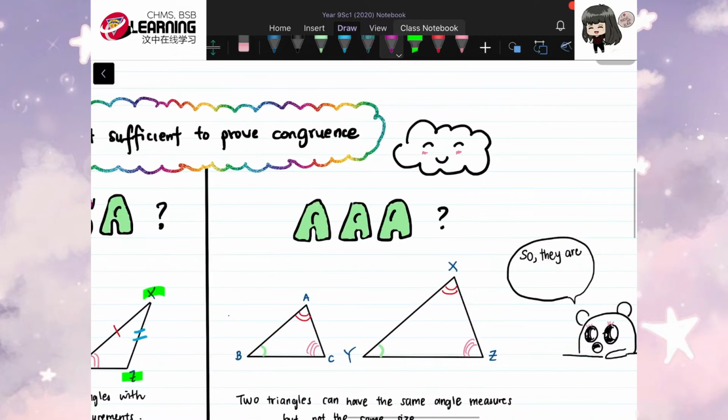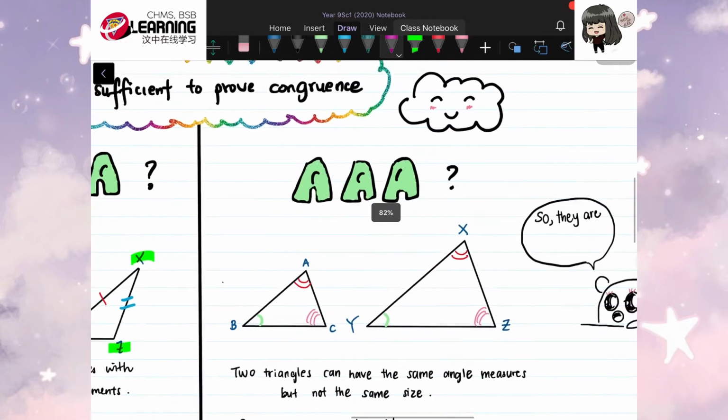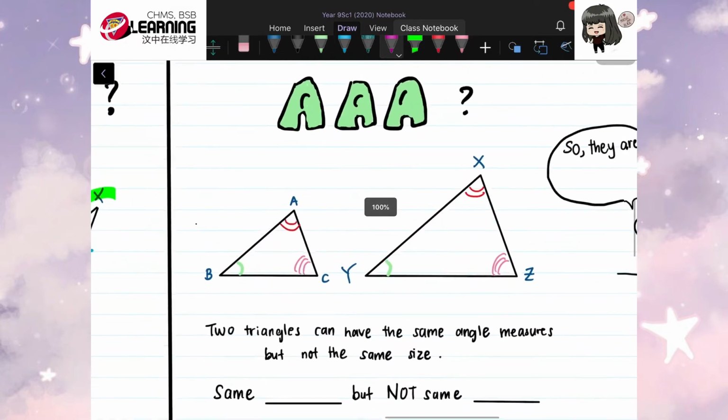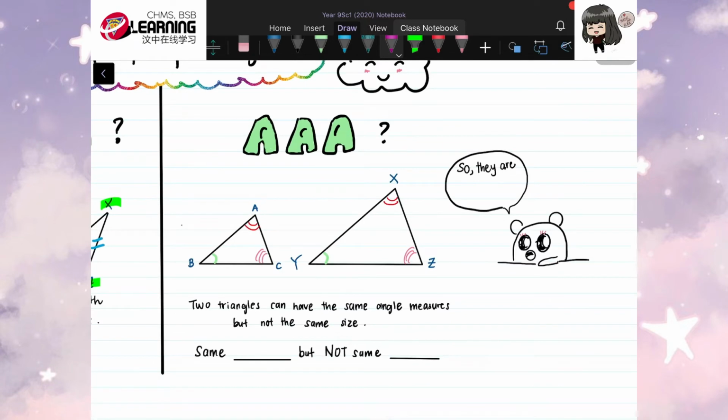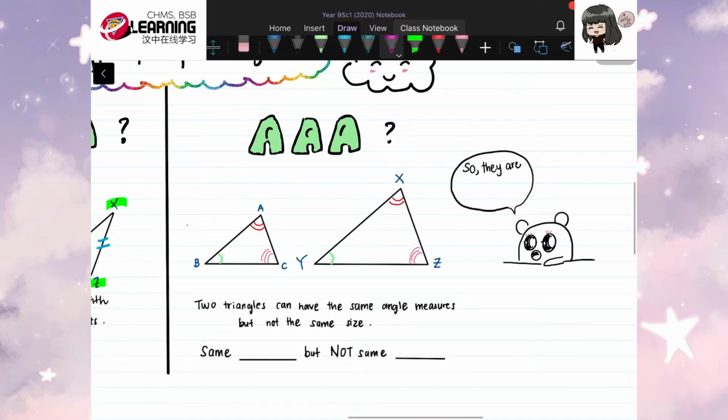Okay, and let's look at AAA. Do they form congruent triangles? Angle, angle, angle. Look at these two triangles. They have all three equal corresponding angles. They have all three the same. You see, exactly the same. The green one, the blue one, the red one and the pink one. They both have the same corresponding angles.